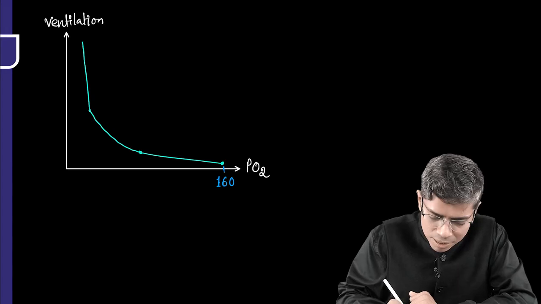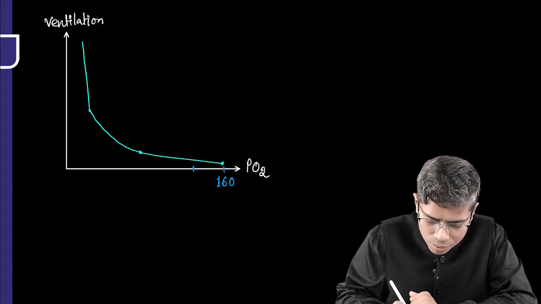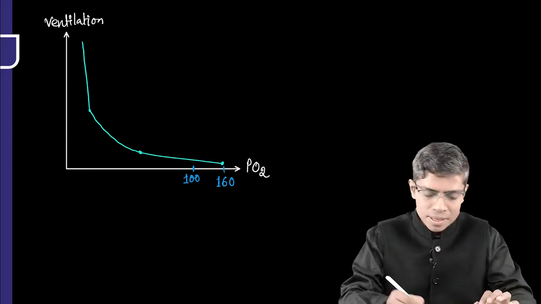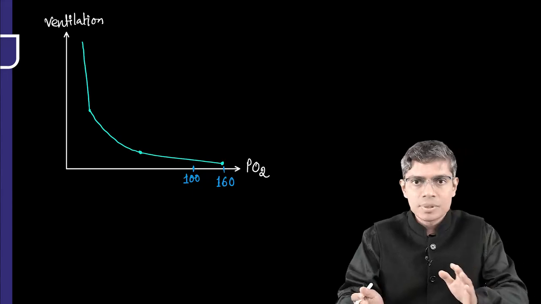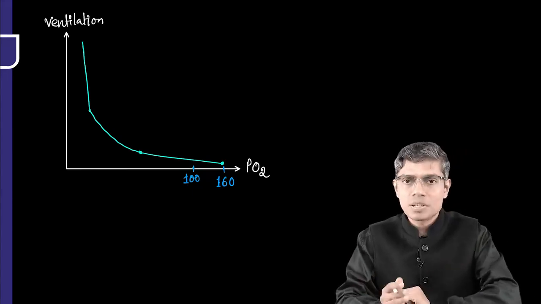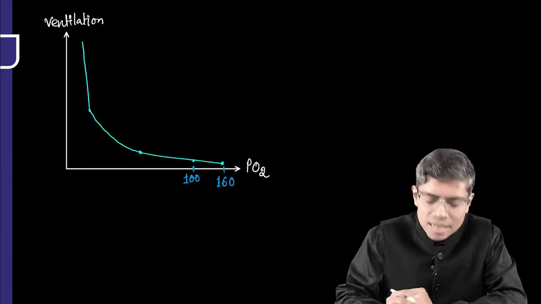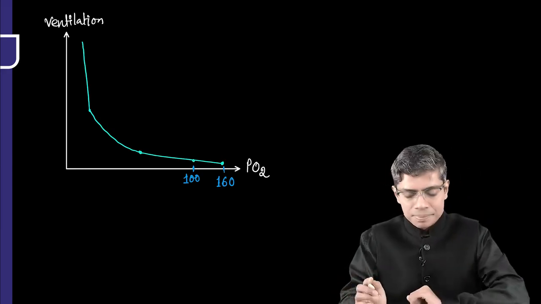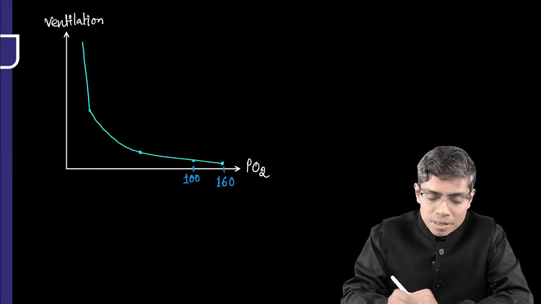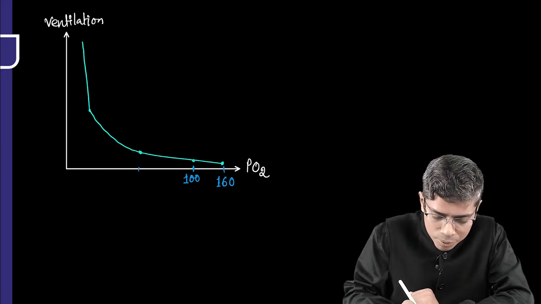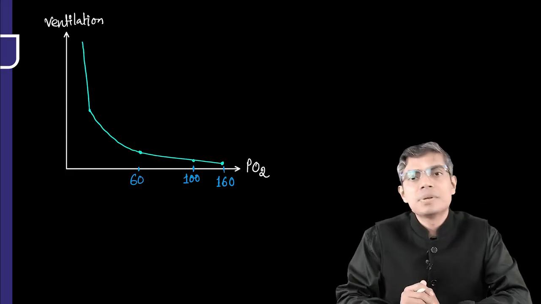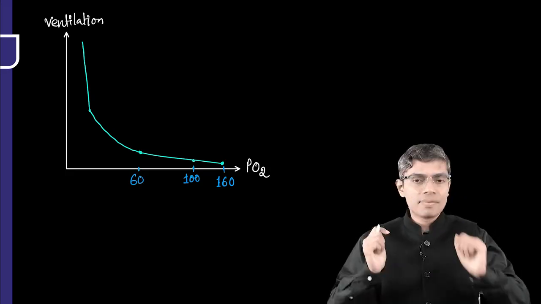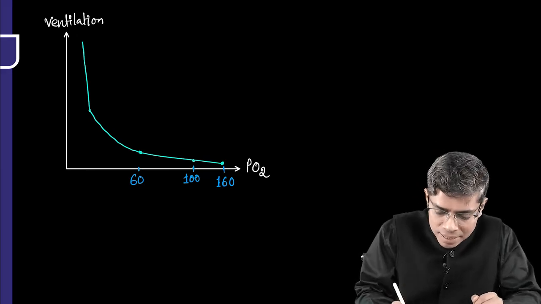Now suppose the partial pressure of oxygen has reduced to 100 millimeter of mercury. Obviously still there is no hypoxia. So although the partial pressure of oxygen has been reduced from 160 to 100, ventilation is not rising very much, very little rise. Even if the partial pressure of oxygen decreases up to 60 millimeter of mercury, I can find that the ventilation is not rising to a very high level.